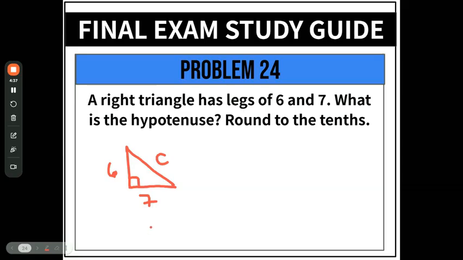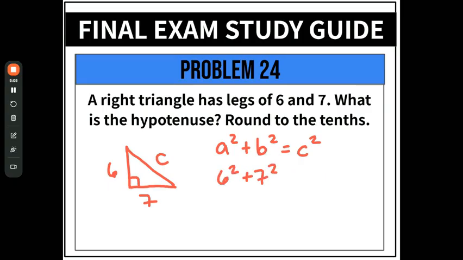And what do we know about a right triangle? We know that the sides are always going to line up with the Pythagorean theorem, so we're going to use that. So what is the Pythagorean theorem? A squared plus b squared equals c squared. A and b being the legs of the right triangle and c being the hypotenuse. So we can fill in what we know and solve for c. We've got 6 squared, 7 squared, and then we can solve for c squared. 6 squared is going to be 36, and 7 squared is going to be 49, equals c squared.